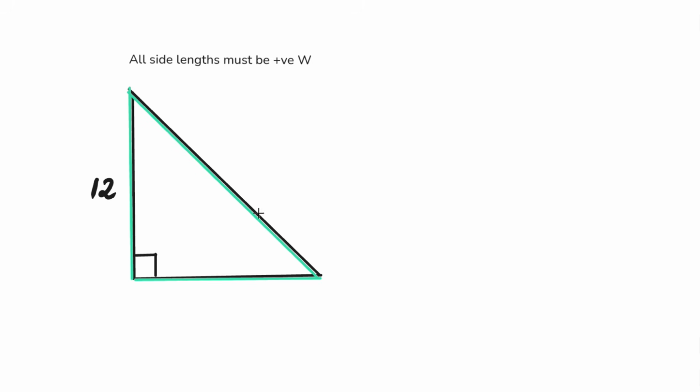Since all side lengths are stated to be positive whole numbers, we are going to find every possible integer solution and then determine all possible perimeters.